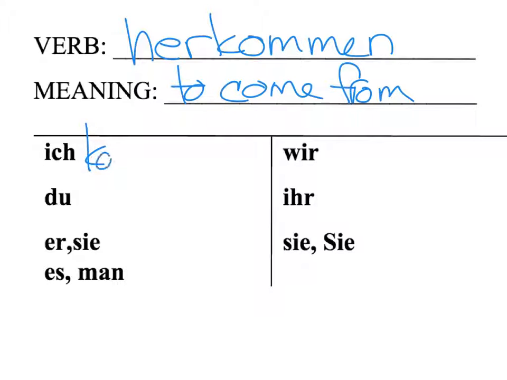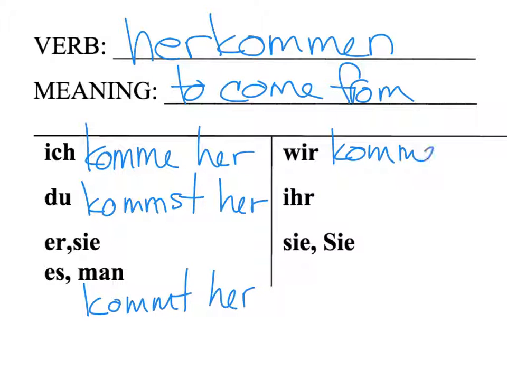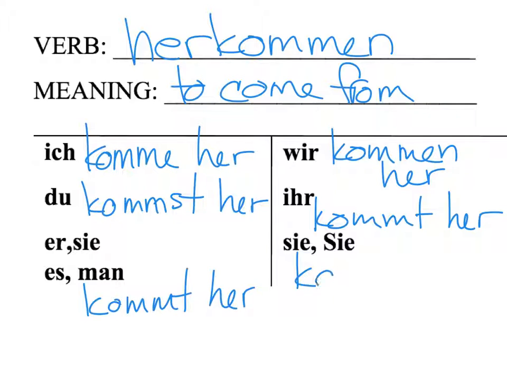So, conjugate it the same as the other one. So, ich komme her. We'll zip through this one since it's essentially the same. Kommst her. Kommt her. Kommen her. Kommt her. Und sehen Sie, kommen her.